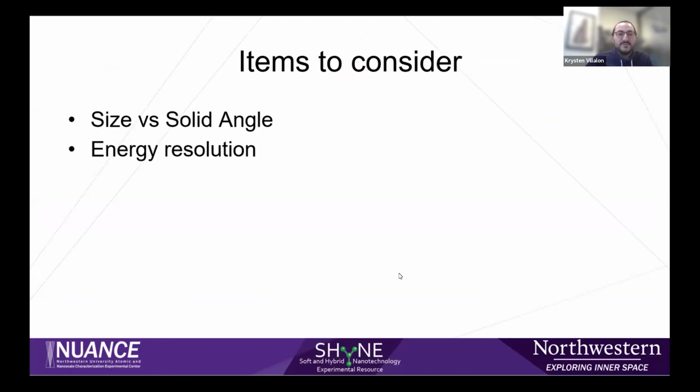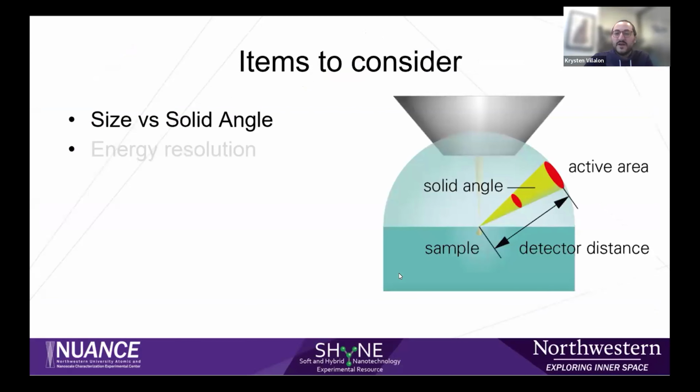All right, so a couple items to consider. One is going to be the detector size versus the solid angle, which you'll see in a second. And then two is going to be the energy resolution of your spectrum. All right, so as you know, the solid angle is going to be the portion of the surface of a sphere that's subtended by an object placed at its center. And you can see from the diagram here that as the detector distance is increased, the solid angle would be decreased, right? So we would lose detecting power essentially.